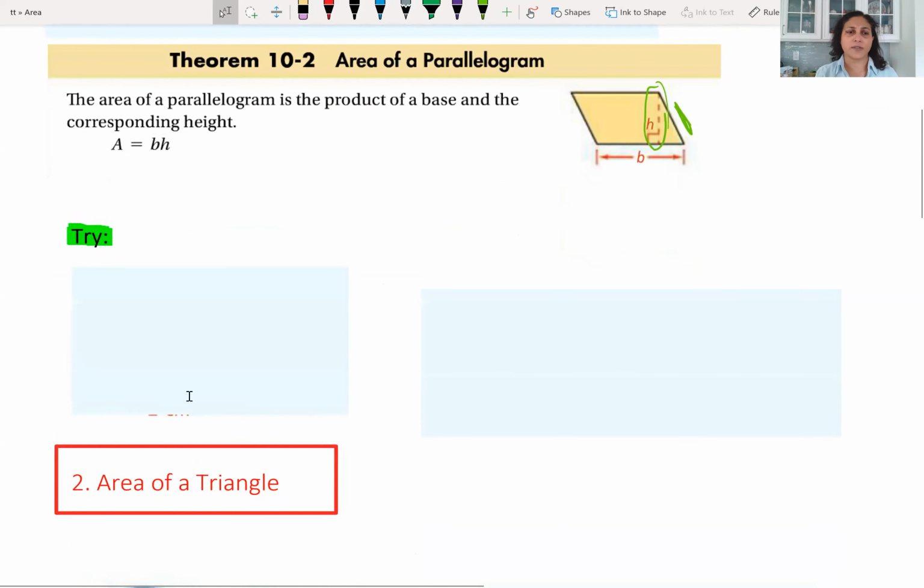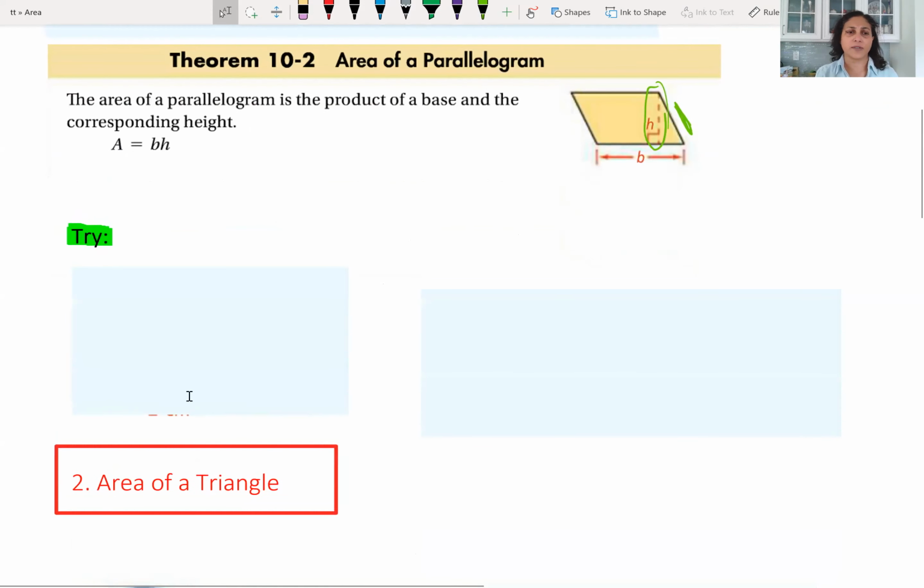This one is fairly simple. You first write the formula. The height is 3.5 because that is the vertical height, and 2 centimeters is the base. So it's 3.5 times 2, which makes it 7 square centimeters.